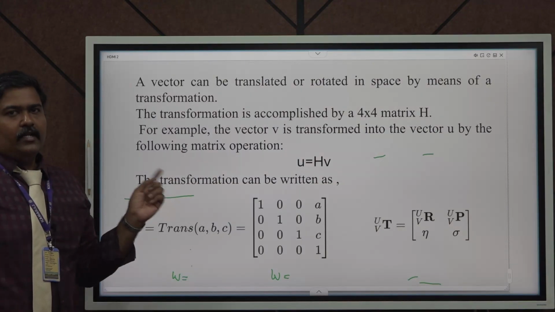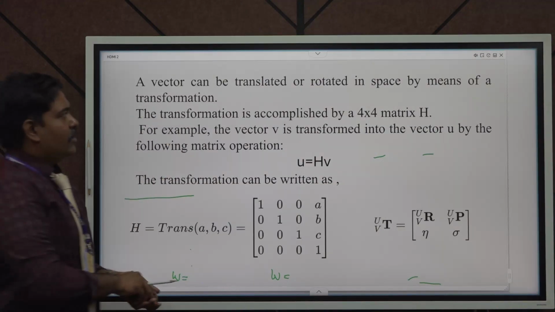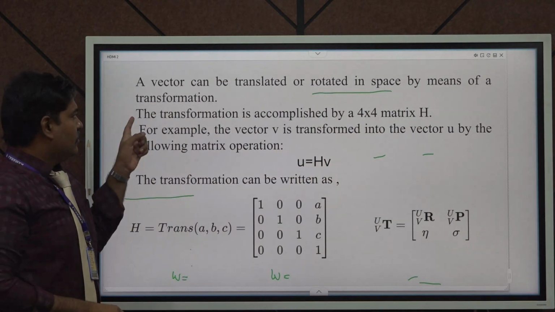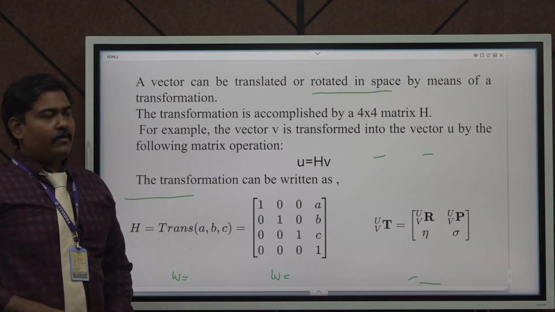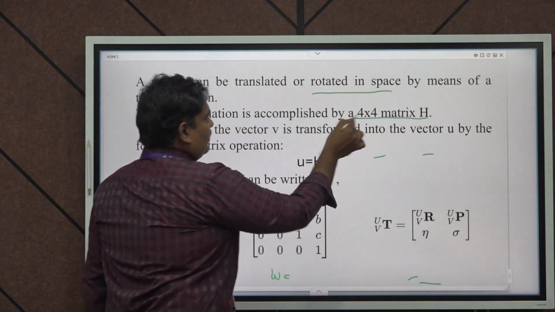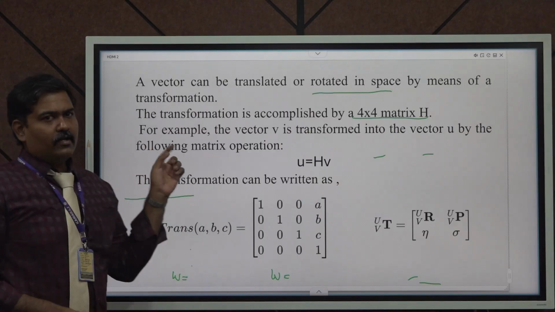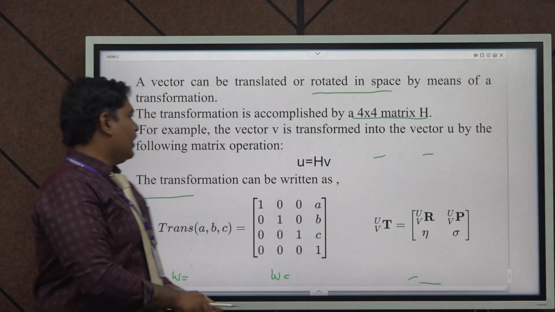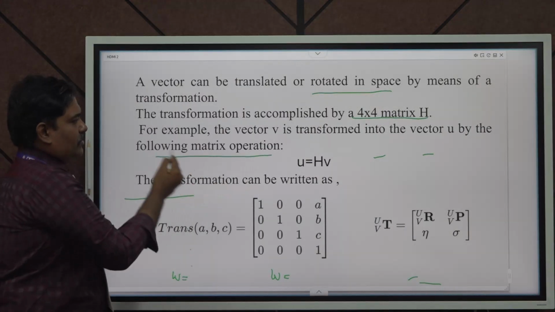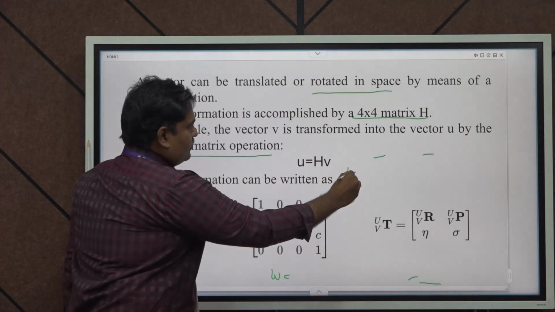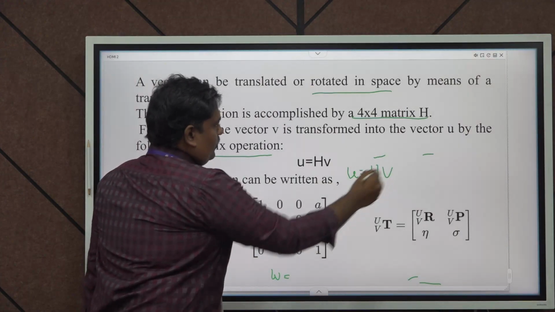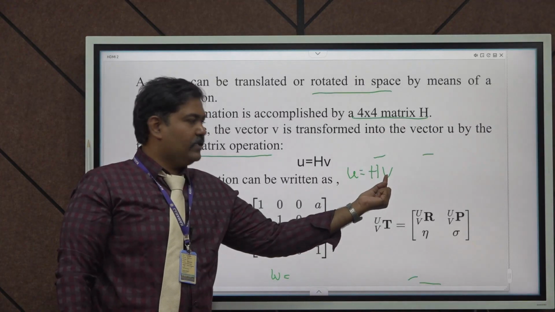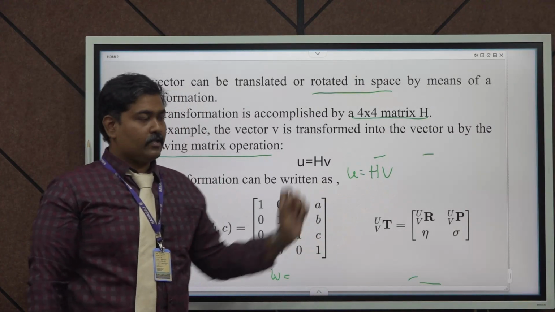So this vector can be translated or rotated in space by means of a transformation. The transformation is accomplished with the help of a 4x4 matrix H. For example, consider a vector V. It can be transformed into a vector U with the help of the following matrix operation. That is, U is equal to HV. So U is the new vector, V is the given vector and H is the transformation.